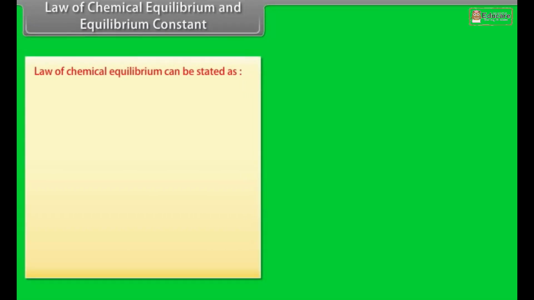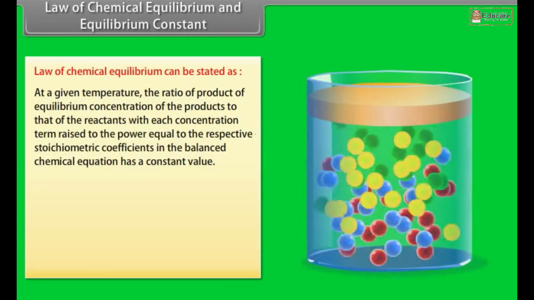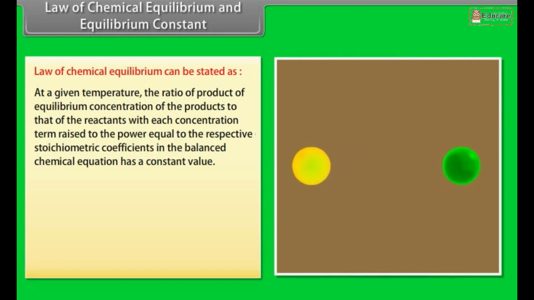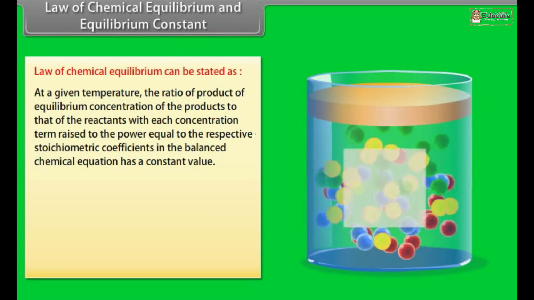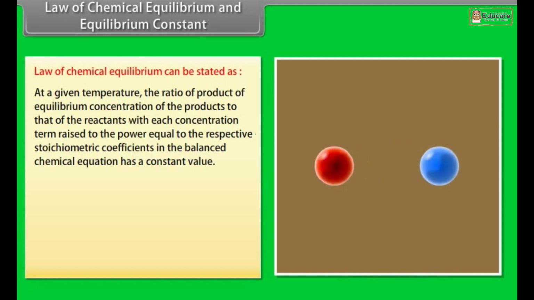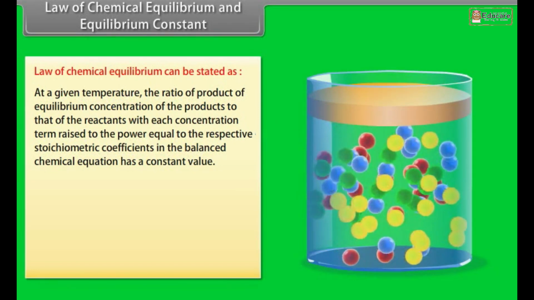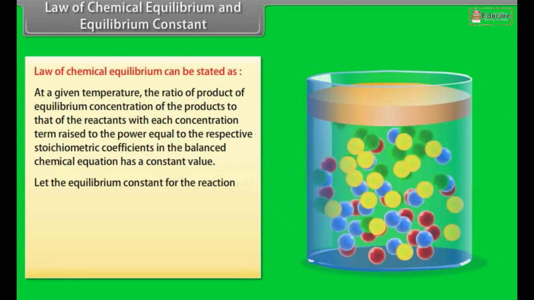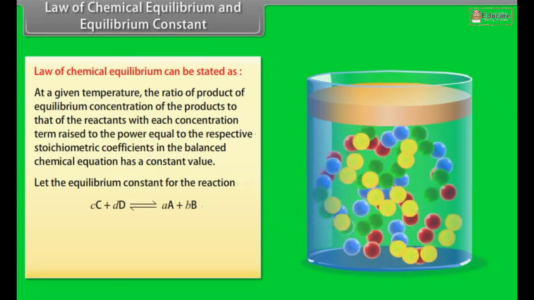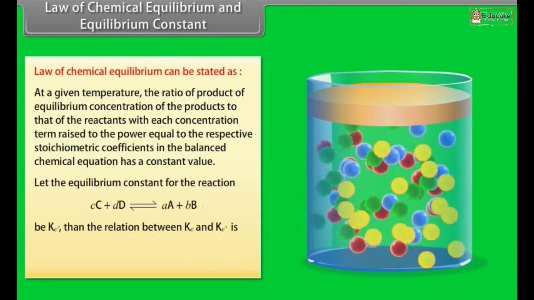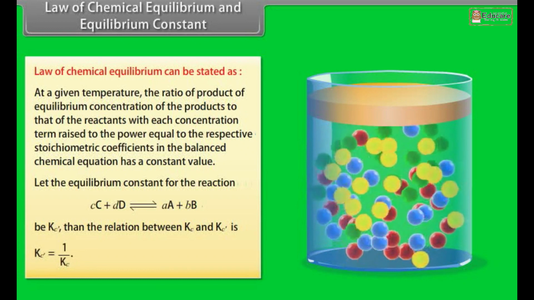Law of chemical equilibrium can be stated as, at a given temperature, the ratio of product of equilibrium concentration of the products to that of the reactants, with each concentration term raised to the power equal to the respective stoichiometric coefficients in the balanced chemical equation, has a constant value. Let the equilibrium constant for the reverse reaction be Kc dash, then the relation between Kc and Kc dash is Kc dash is equal to 1 by Kc.